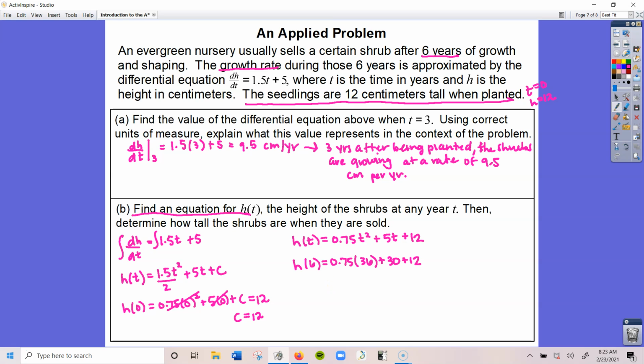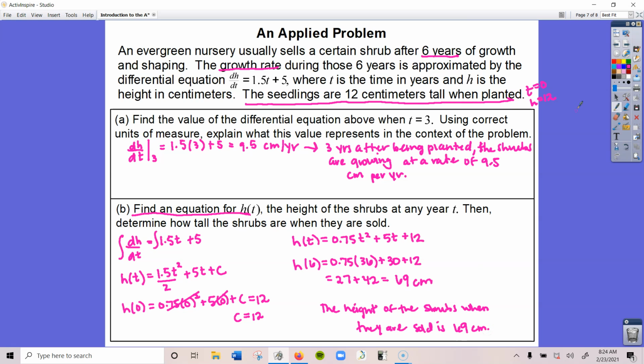0.75 times 36 is equal to 27, plus 30 plus 12, which is 42. So when we add this together, we get 69. And this is a height. This is not a rate, because we just solved for h of t. So 69 centimeters. So the height of the shrubs when they are sold is 69 centimeters.